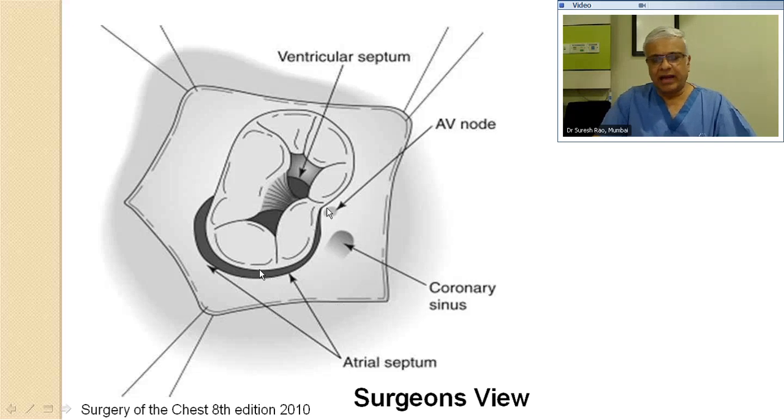And as you see inside, this is what you can see into the ventricle. I'll be speaking to you more on this, but just keep in mind, this is the view you will always have to know to understand AV canals.